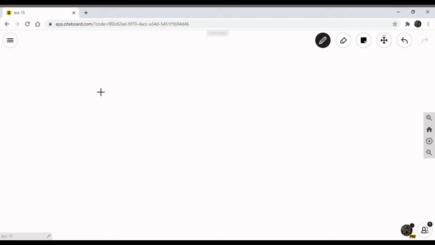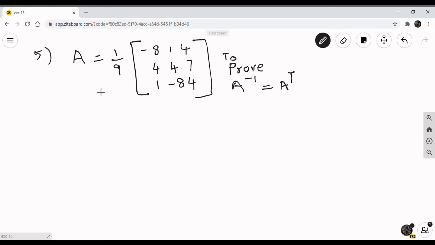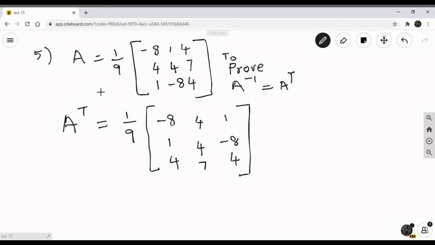Let's start with the fifth sum of the first exercise 1.1 from the first volume. A transpose, now the right side A transpose is just changing the row into column. So this is A transpose. So the right side is ready. So let this be 1.